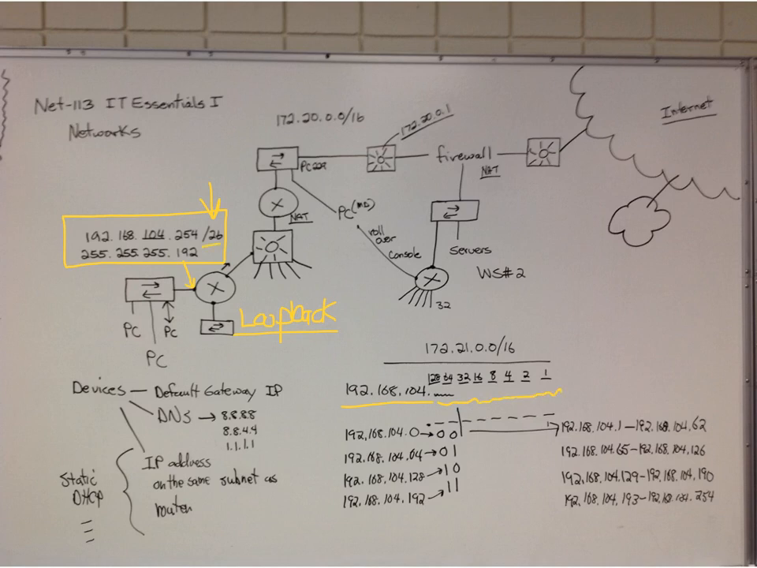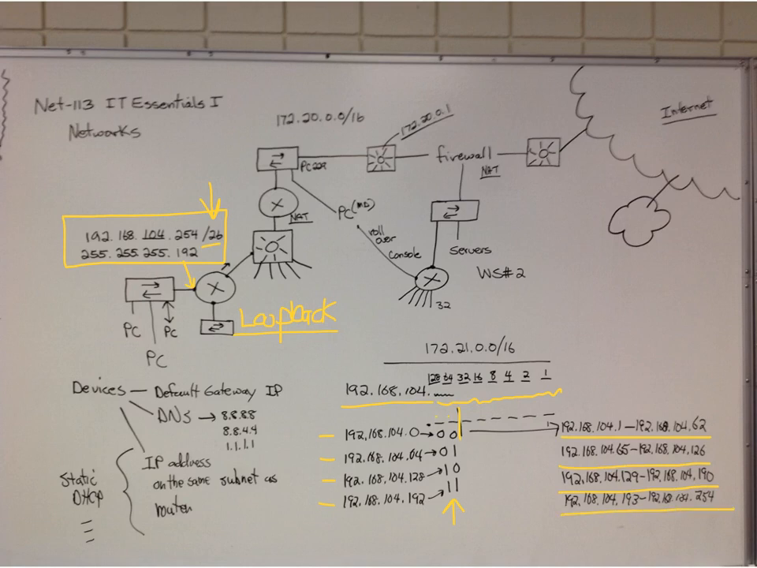Now since that's a 26, they must have borrowed 2 bits. So that leaves us these two, in which we can make 4 networks. So we subnetted that out, the 4 networks here. Here were the 2 bits. Then we calculated the ranges for each of those 4 networks.